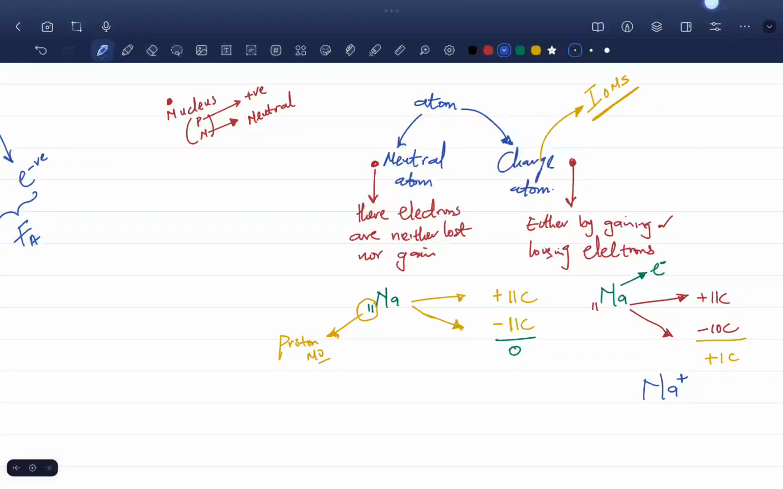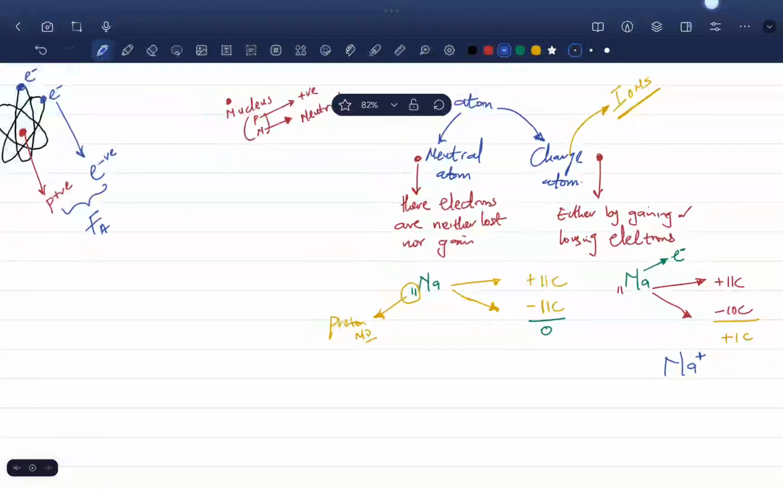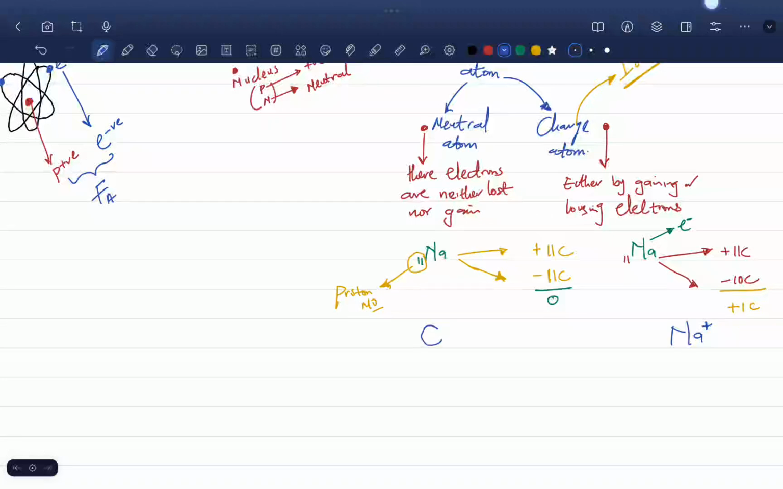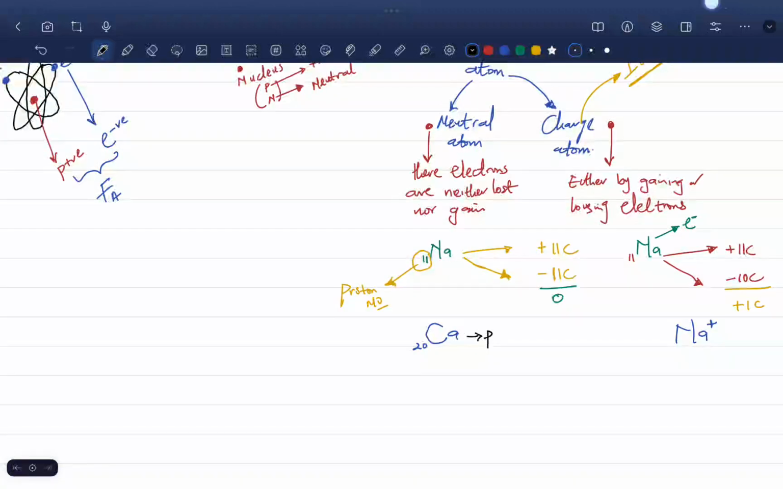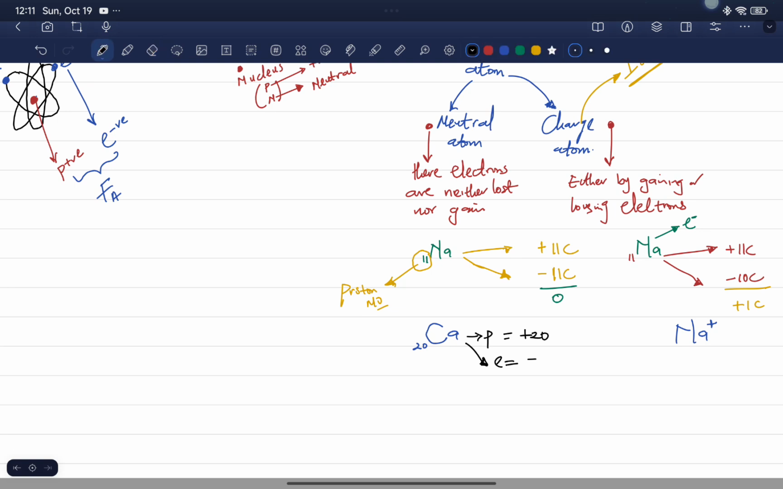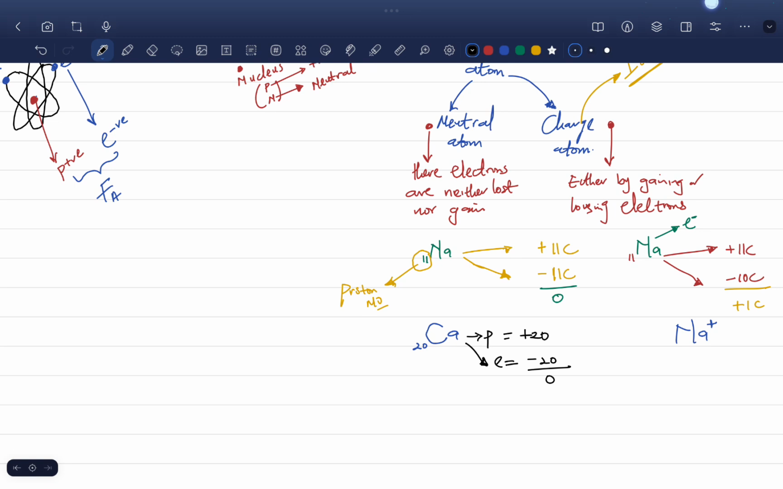Now there are other concepts as well that I would like you to go and check before we wrap up the video, and you have to join us next to pick it up from here. If I have calcium, which is 20, and it is neutral, the proton number of my calcium is going to be +20, and of course the electron number of my calcium is going to be -20. Sorry about that, that's negative 20. And in this way, we have a general charge of 0.